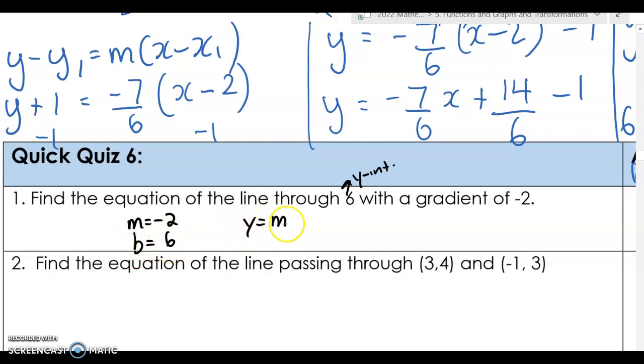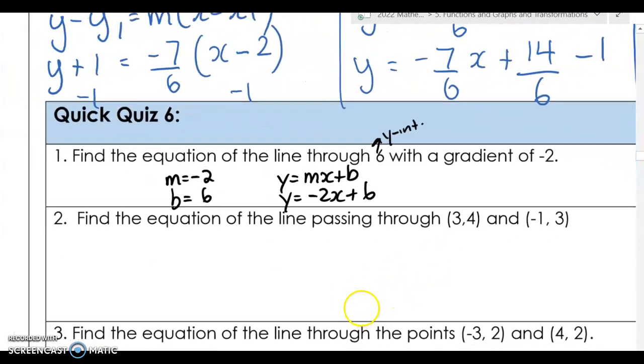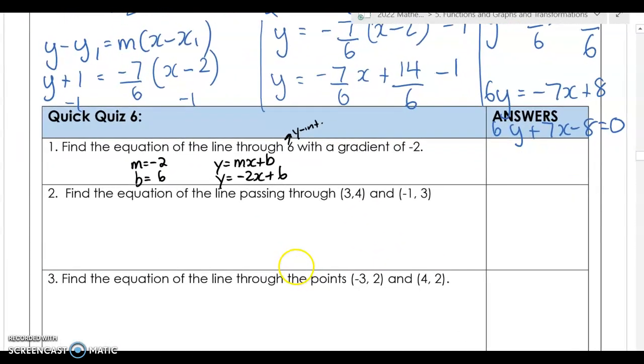So let's pop it straight into y equals mx plus b. So y equals minus 2x plus 6. And these go straight into there. That's a nice and easy one. Okay, the next one. Find the equation of the line passing through 3, 4, and minus 1, 3.